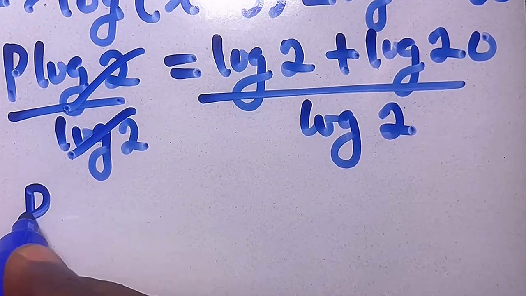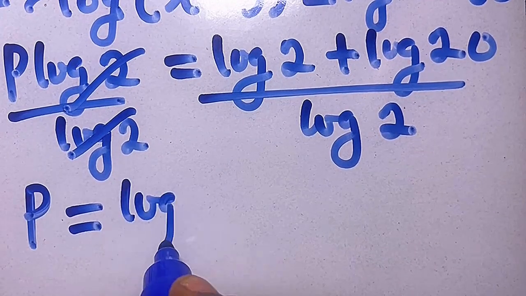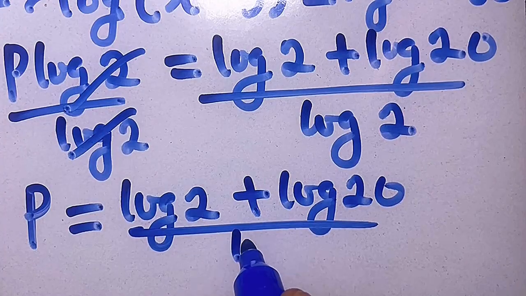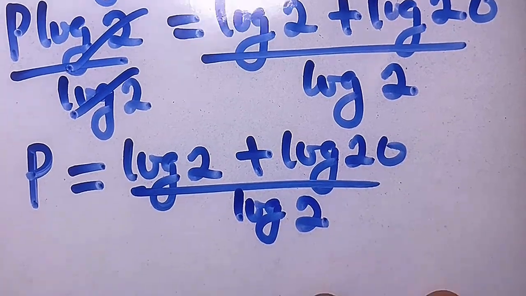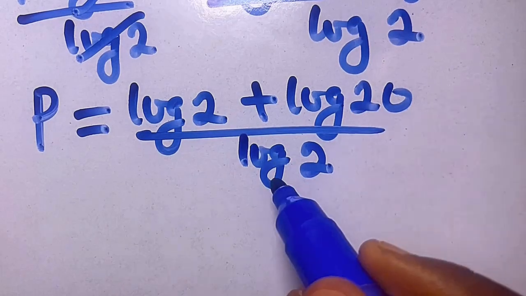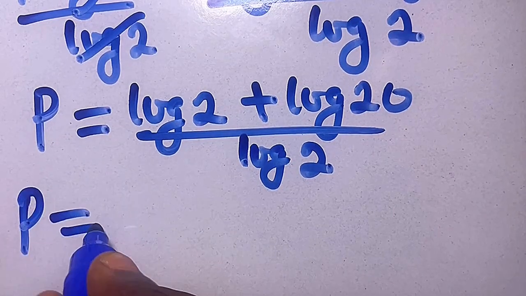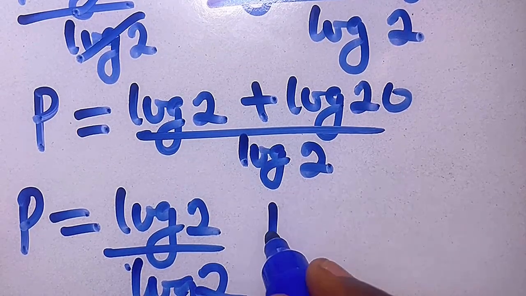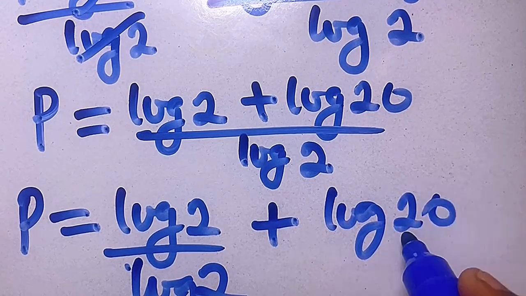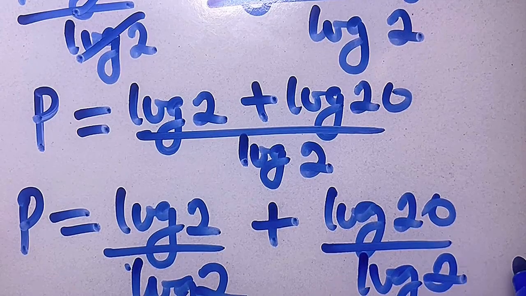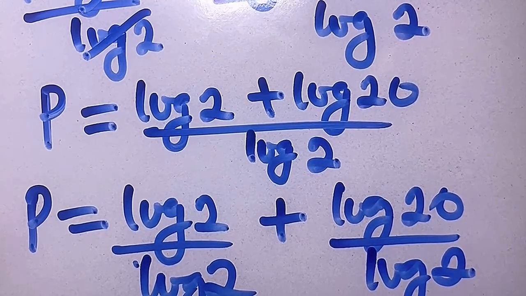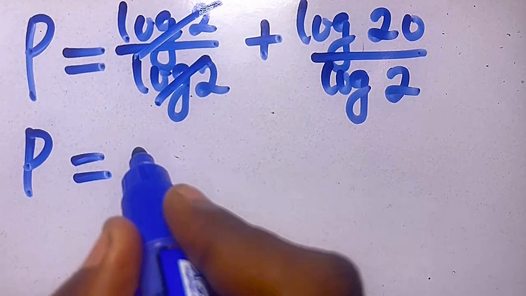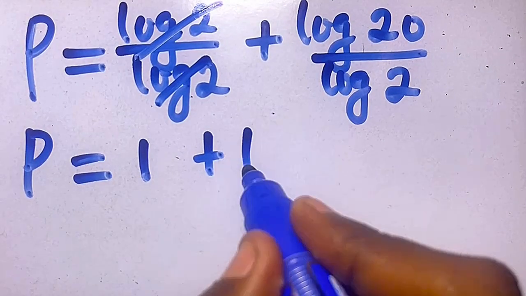So we have p equals log 2 plus log 20 divided by log 2. So this implies that we can divide both log 2 and log 20 by log 2. That is p equals log 2 divided by log 2 plus log 20 divided by log 2. So from here, if this divides this, we have this to be 1. So we have p equals 1 plus log 20 divided by log 2.